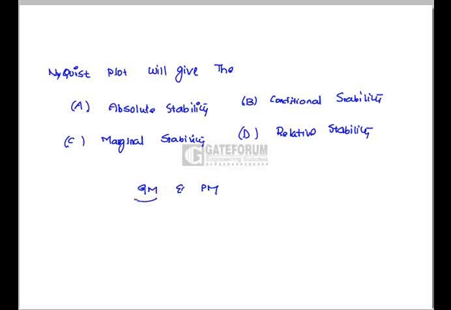Gain margin is calculated with respect to phase crossover frequency, and phase margin is calculated with respect to gain crossover frequency, where the gain becomes 1. Here the phase crossover frequency is the frequency where the phase becomes minus 180 degrees, so this gives the relative stability with respect to minus 180 degrees, and phase margin gives it with respect to unit magnitude. So it gives the relative stability, which is option D is correct.